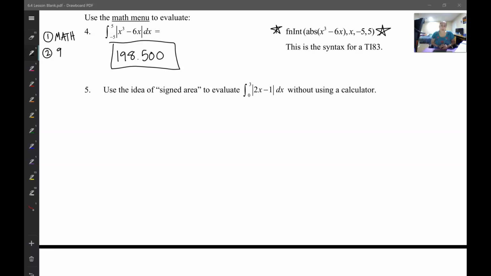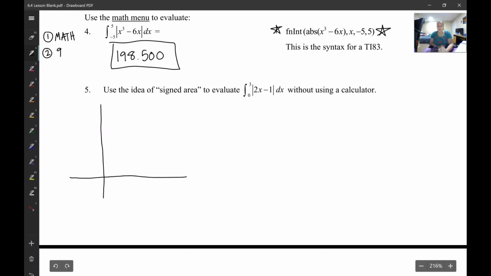Let's look at calculating a definite integral by hand. Number 5 says use this idea of signed area to evaluate this definite integral without using a calculator. So this means we're going to graph what this looks like. Now this is an absolute value, so if you want, you could do transformations to graph it, or we could just use a t-table. So I want to do this definite integral from 0 to 3.